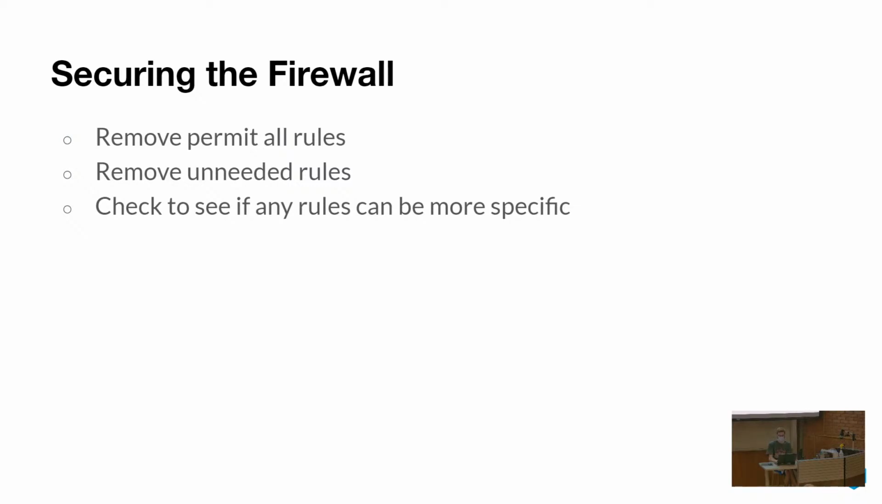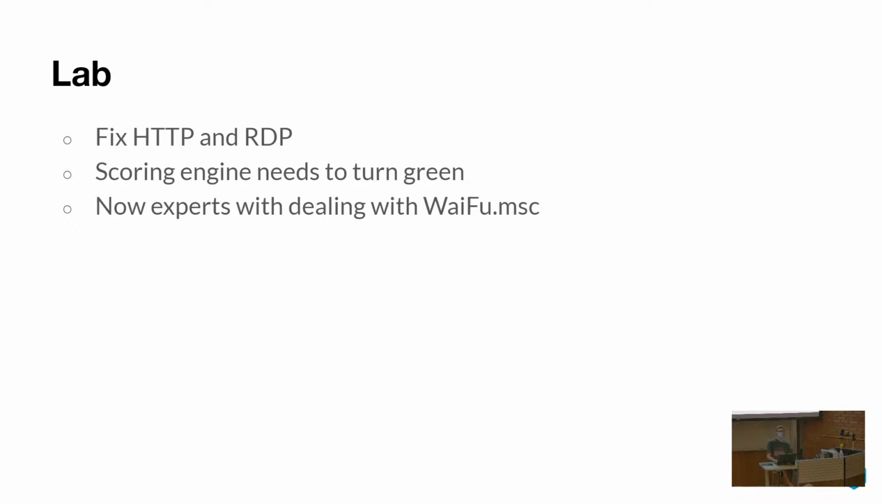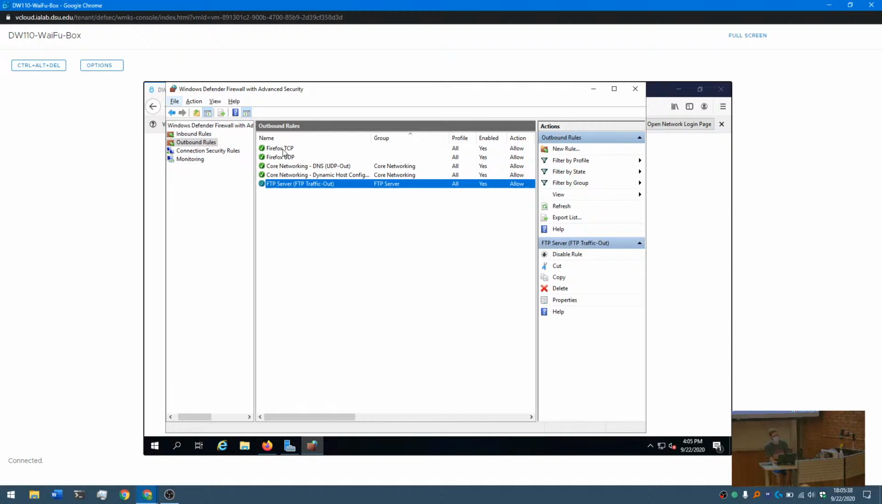So what we're going to do now is try to fix our HTTP server and fix our RDP server. We'll know what's working when our scoring engine turns green. The reason we can't just test it on our own host, again, was because of that implicit allow rule, so we can't just use our own host to test. Once we get that set up, you guys are going to be experts dealing with the wf.msc firewall. So let's move over here and start thinking about what we need to add to make HTTP work and what we need to make RDP work.